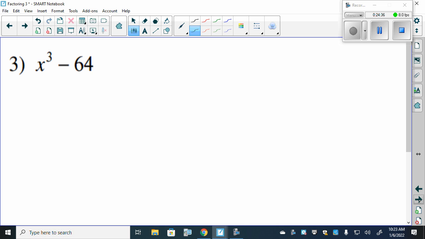x cubed minus 64. So we need to see if these are perfect cubes. Can we take the cubed root of x cubed? Well, yes, and we get x. Now we need to see if we can take the cubed root of 64. For the graphing calculators to find the cubed root, if we go math and then scroll down, it will actually give us the cubed root.